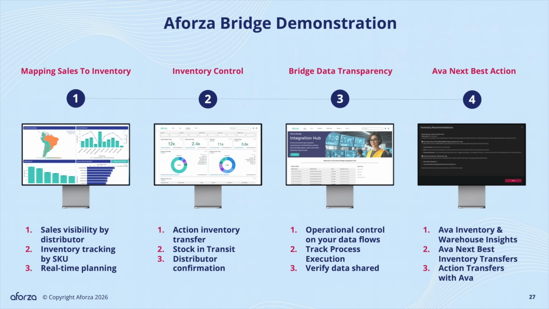And then finally, we used Ava to interpret those distributor signals and recommend the next actions, so this doesn't become constant manual firefighting. The outcome is simple. When you can see stock across the distributor network and move inventory to match demand in real time, you stop leaving revenue on the table. You can fulfill demand consistently. You can protect momentum during surges and ultimately scale your performance.